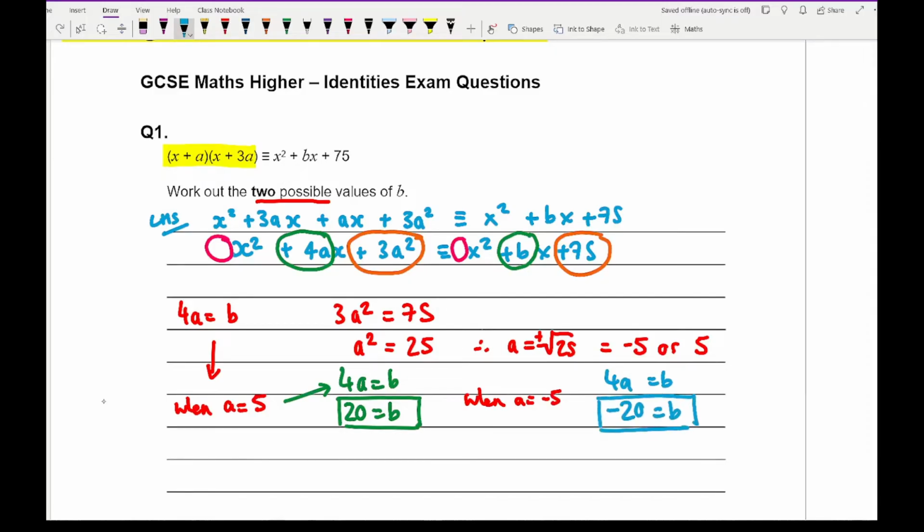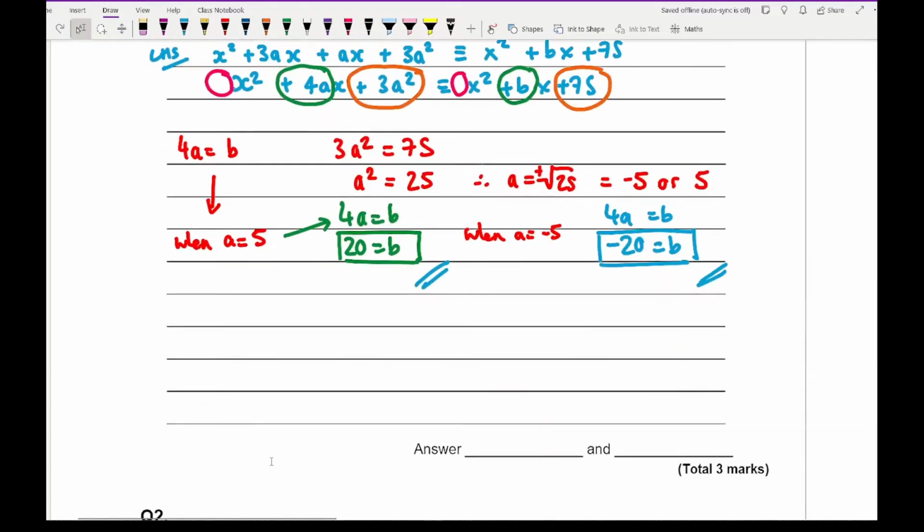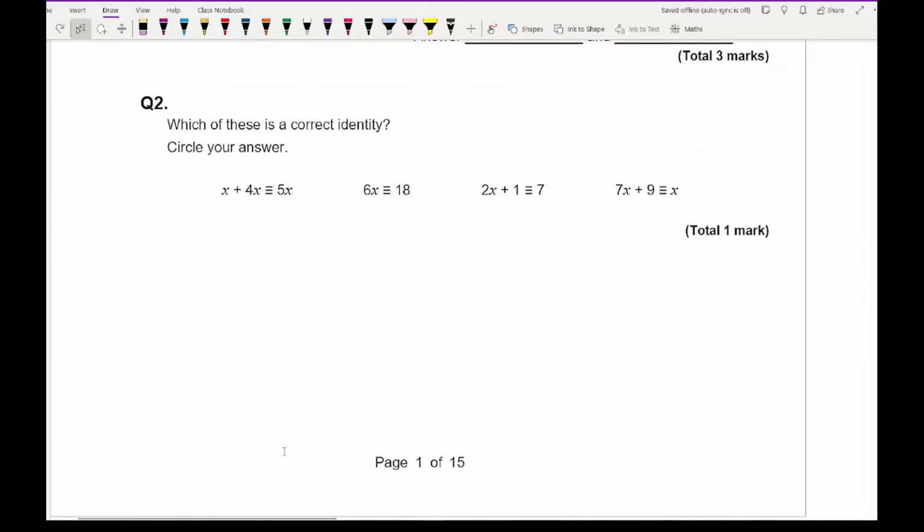So there are my two values. So b can either equal plus or minus 20. So in that little answer box, it's just minus 20 or 20. And again, it doesn't really matter which order you write those two answers. Moving on to question 2, it says, which of these is a correct identity?